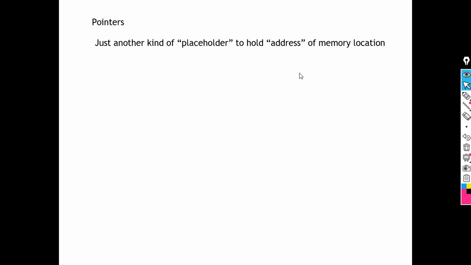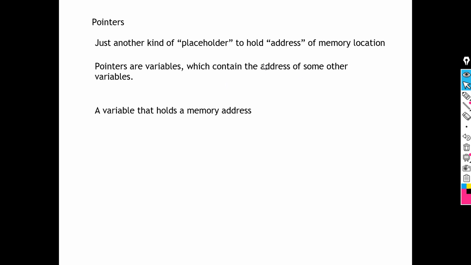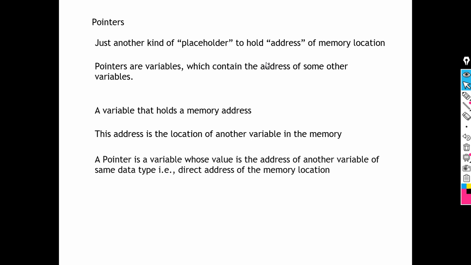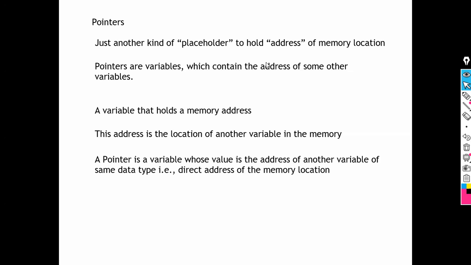As you know, a pointer is a derived data type, and it is a very helpful data type which is used to hold the address of another variable of the same type. The other way around, we call it a placeholder, which holds the address of the memory location of another variable of the same type. A pointer is a variable that holds a memory address. This address is the location of another variable in memory. A pointer is a variable whose value is the address of another variable of the same type, right?